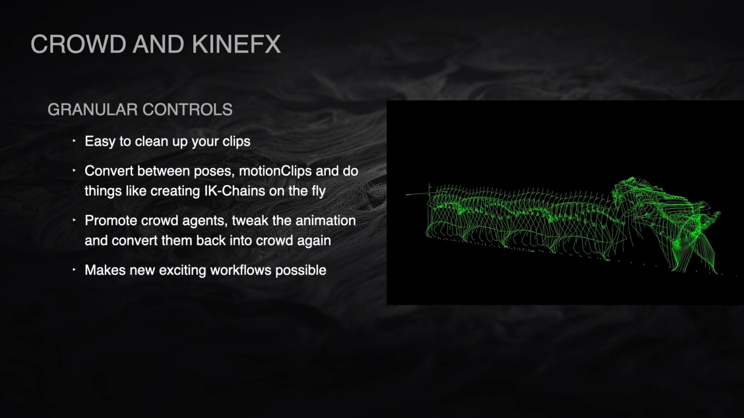KineFX is making crowds even better in Houdini 18.5. So instead of having to go into chops to modify agent clips, we can now use motion clips. This makes it so much more convenient to fix stuff with clips like intersections, mirroring, removing weird frames, blend clips, and so on. The cool thing with motion clips is that you can convert between them, poses, and clips easily and use them for different things. I'm going to show you a few of these in just a minute, and you'll see that it will open completely new workflows. It's a massive level up for crowds, and crowds in Houdini were pretty ace already, so woohoo!